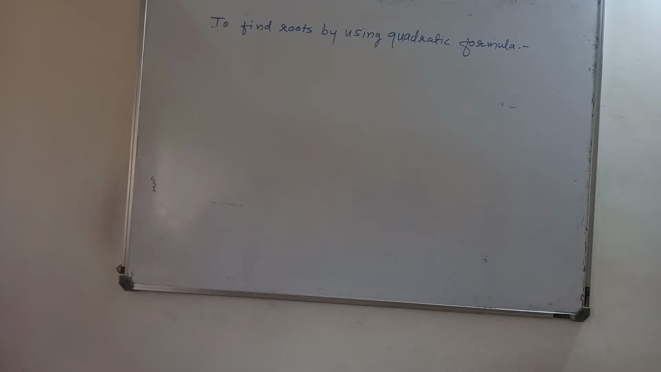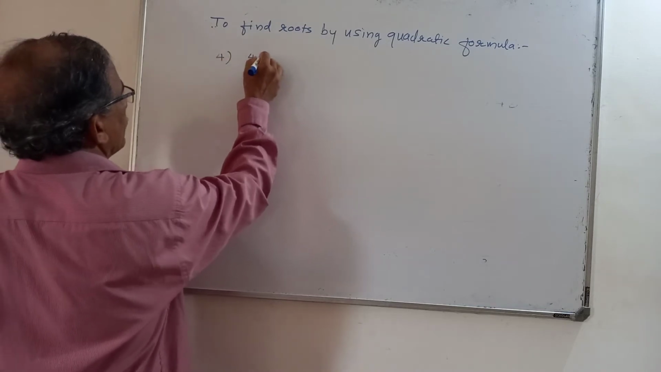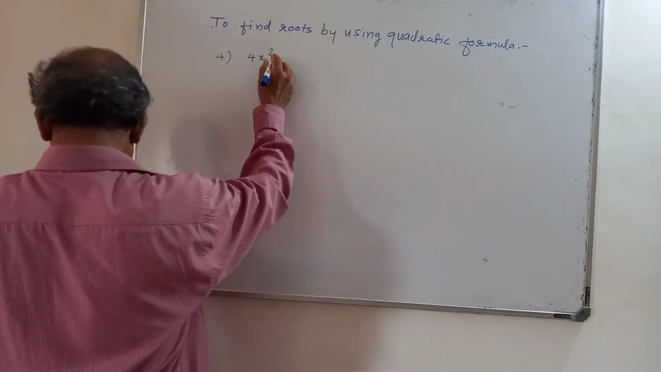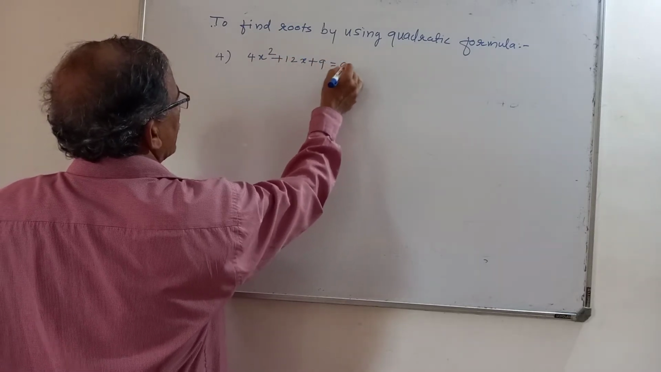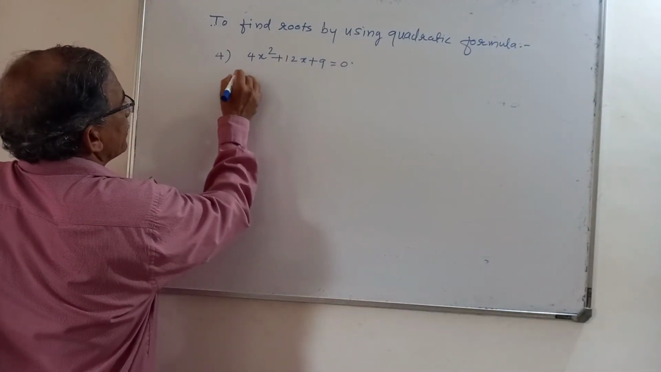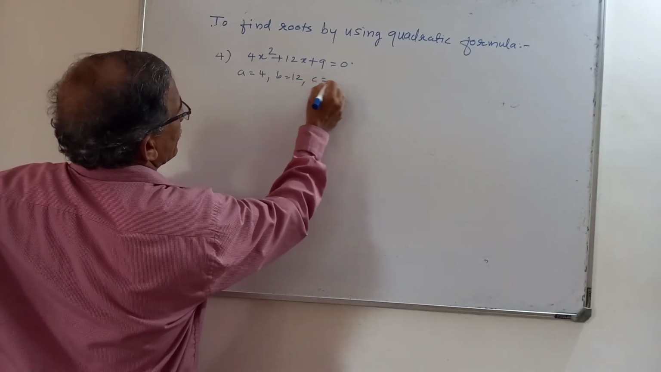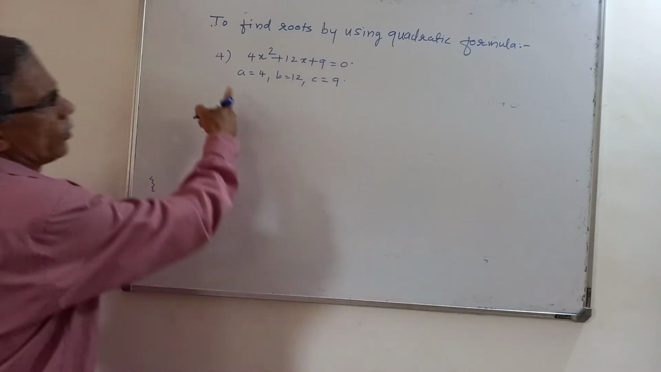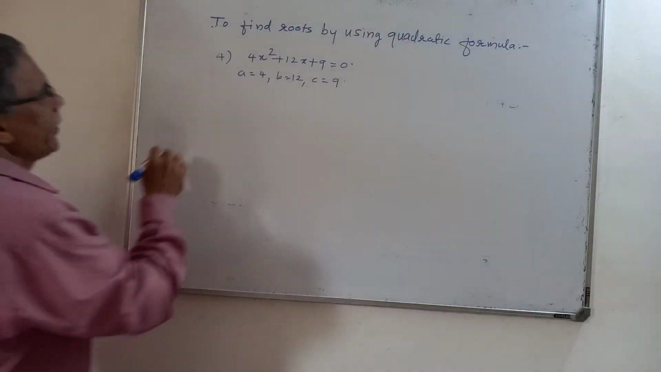So then I shall take one more now. 4x squared plus 12x plus 9 is equal to 0. Now here A is equal to 4, B is equal to 12, C is equal to 9. No need to write like this, but if you want, you can write that. Or directly you can write what?